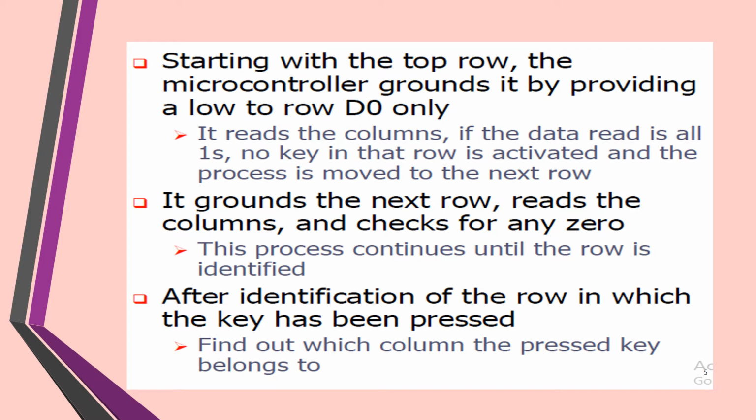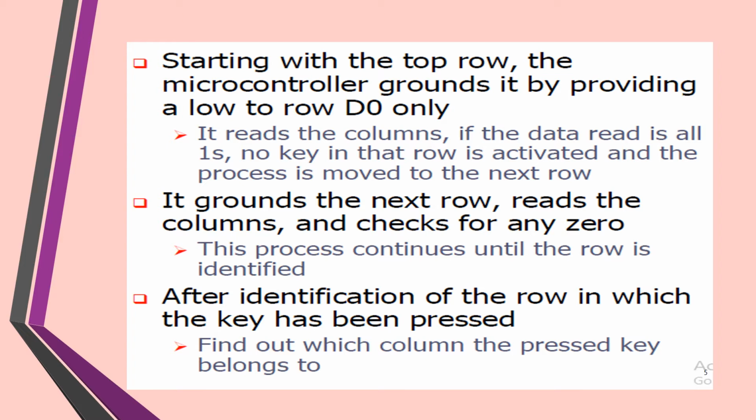Starting with the top row, the microcontroller grounds it by providing a low to row D0 only. It reads the columns. If the data read is all ones, no key in that row is activated and the process moves to the next row. It grounds the next row, reads the columns and checks for any 0. So whenever a key is pressed, the row is 0 and the respective column is also made 0. Otherwise, it will continue.